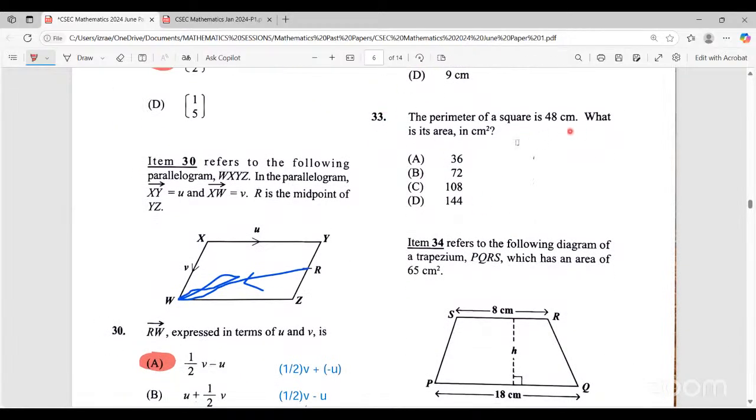Perimeter of a square is 48. What's its area? If the perimeter of a square is 48, each side will be what? 48 divided by 4 is 12. So each side is 12, so what will be the area? Area will be 12 by 12, because side by side will give you what? 144. That's D.